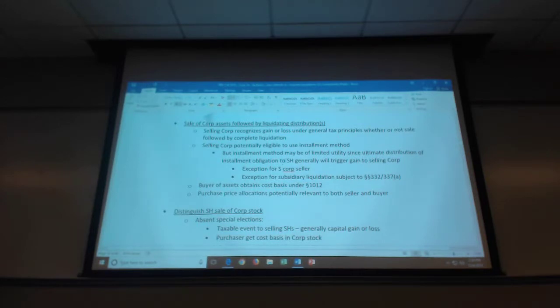I mentioned that in the context of a corporate liquidation, it's pretty common for the corporation to sell off most, if not all, of its assets, and those types of transactions are tested under regular tax principles, having nothing to do with corporate tax. Just apply the usual tax rules.